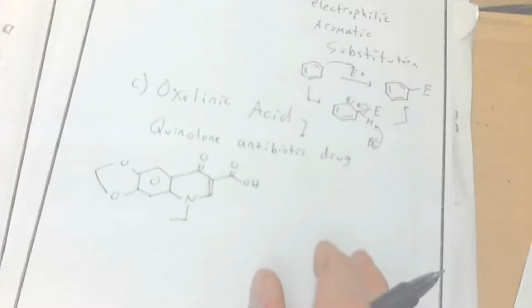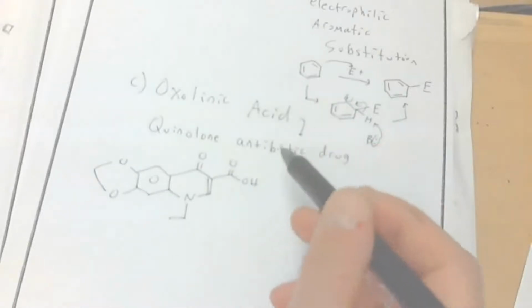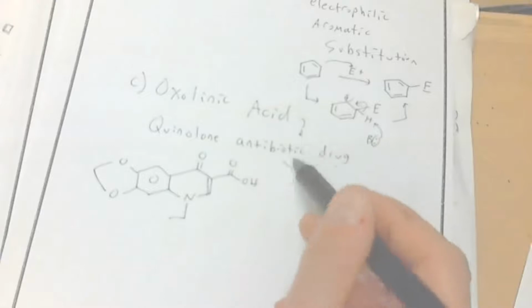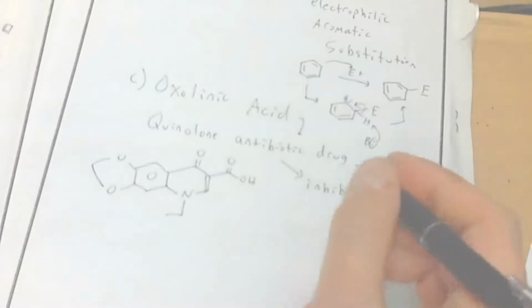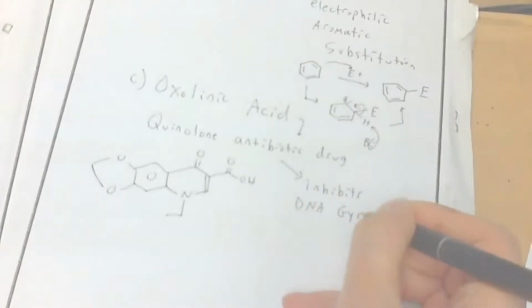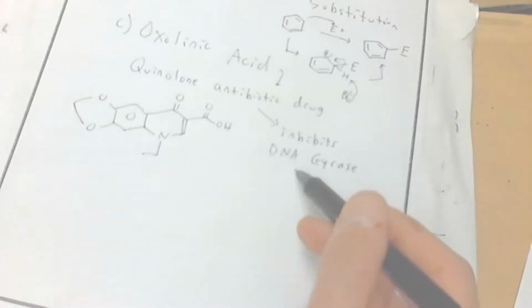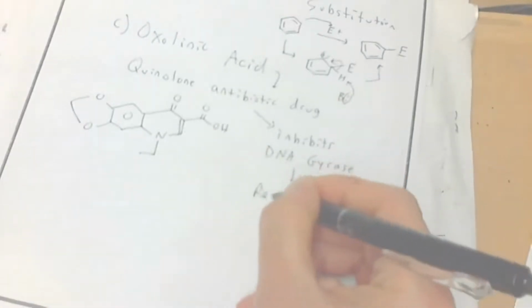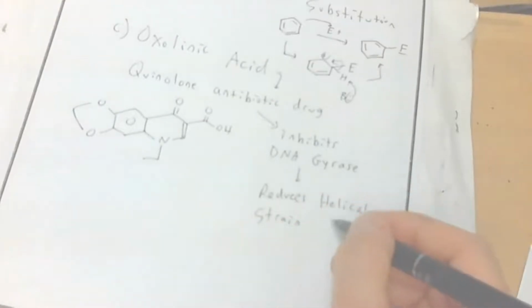How do these molecules act as antibiotics? Well, bacteria have their own set of drug targets. It's pretty logical. And so there are different ways to attack bacteria. The way this drug works is it inhibits an enzyme called DNA gyrase. DNA gyrase is probably involved in DNA in some way, right? What the enzyme does is it reduces helical strain in bacterial DNA.